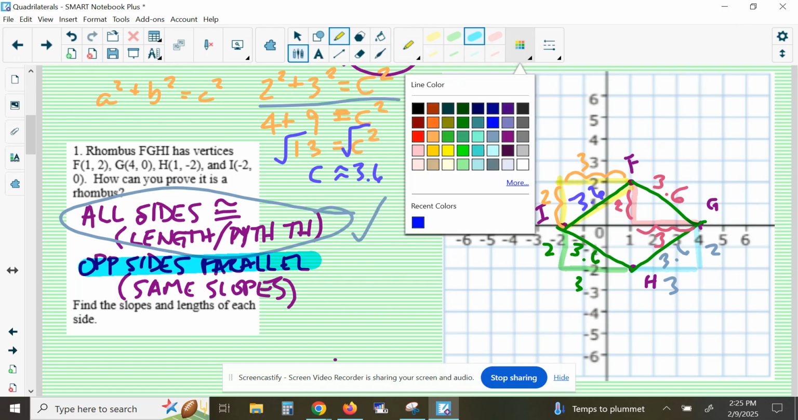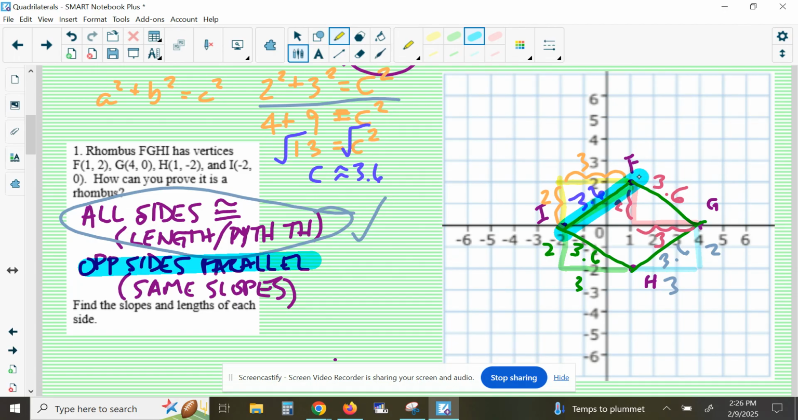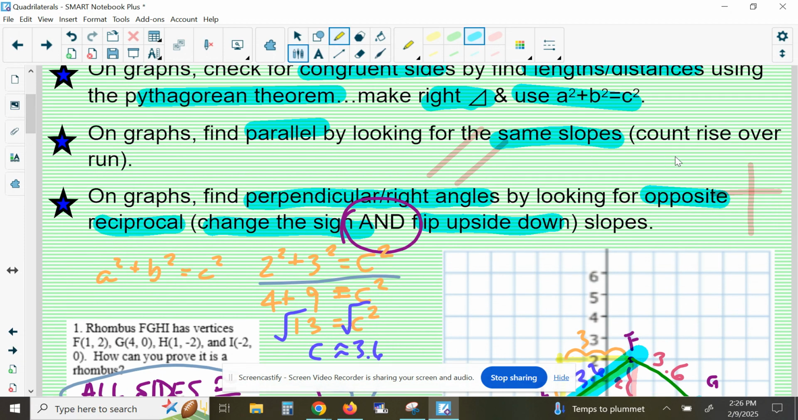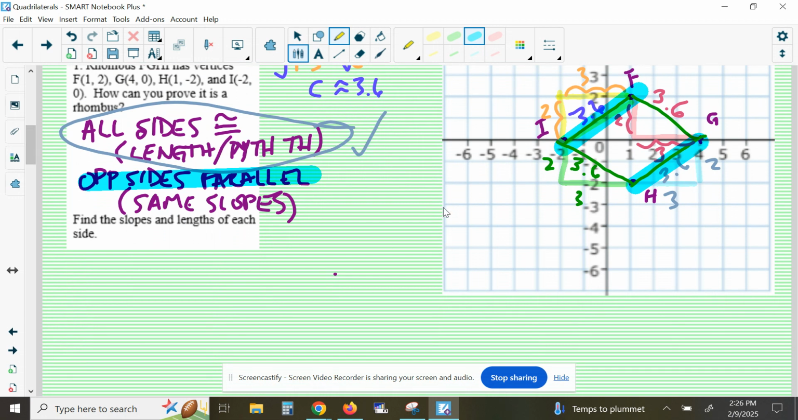Let me see if I can get a different color highlighter. Okay, let's do this side and this side. Those are opposite sides, right? We need to see if they're parallel. Now, that means same slopes. And remember, to find slopes, you count rise over run. Be very careful with your negatives. Remember, things that are uphill are always positive. Downhill are always negative. So let's check the slope of this one right here.